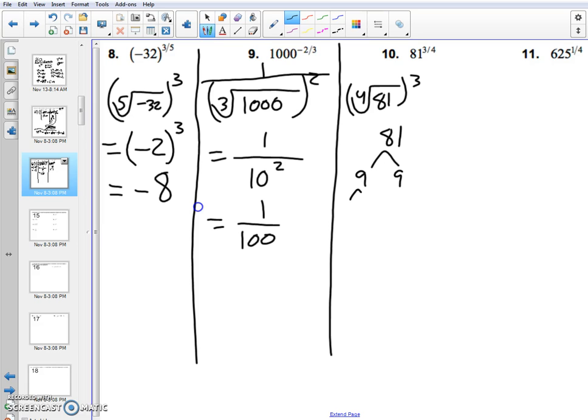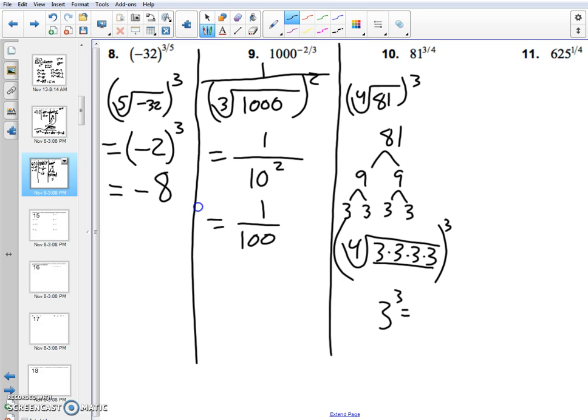So 81 is 9 and 9. 9 is 3 and 3. 3 and 3. I can't break 3 down anymore, so really this is the 4th root of 3 times 3 times 3 times 3. This is all of this raised to the third. So essentially, as long as I have 4 of them under there, that 4th root goes away. So this is really 3 to the third, or 27.